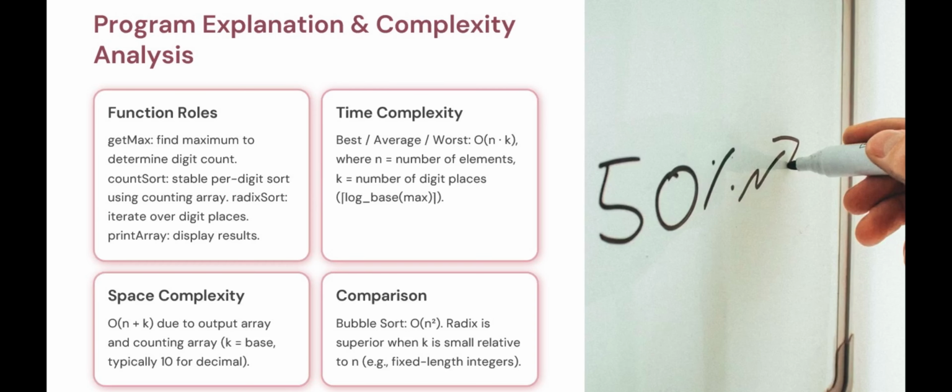Comparison with bubble sort. Bubble sort is O of n squared, significantly worse for large n. Radix sort wins decisively when k is small relative to n. For example, sorting a million 6-digit phone numbers. That's O of 6n versus O of n squared. The difference is enormous. The key takeaway: Radix sort's performance depends not just on n but also on k. If numbers have very many digits, the advantage shrinks. But for fixed length keys like IDs, phone numbers, or zip codes, it's extremely efficient.